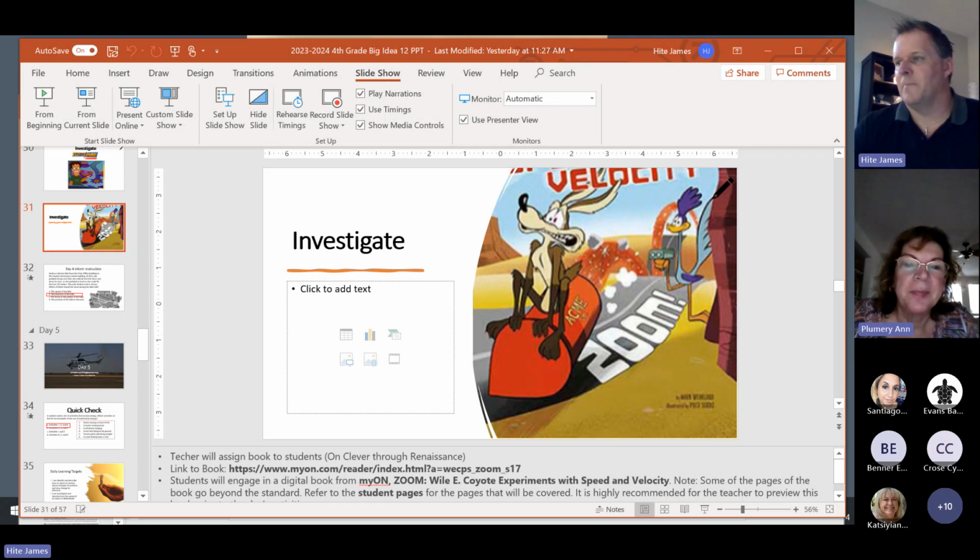Right. So they will do that, and in the student pages, there are some questions and activities that go with the book. Again, I highly recommend you preview the pages. Think of any other questions or activities that you could pull from those pages for that Myon book.